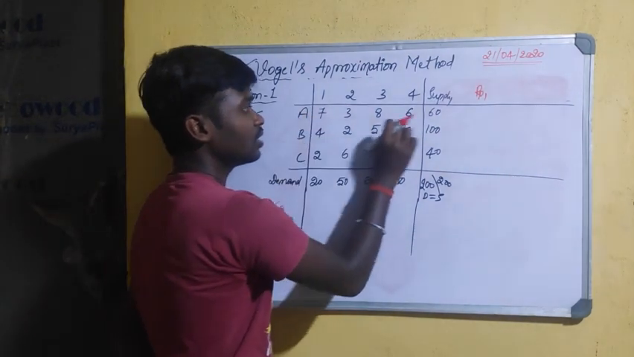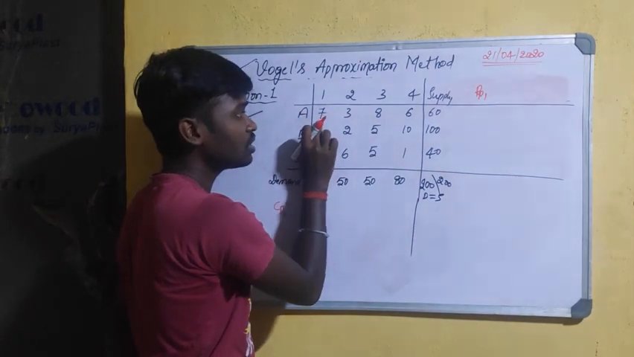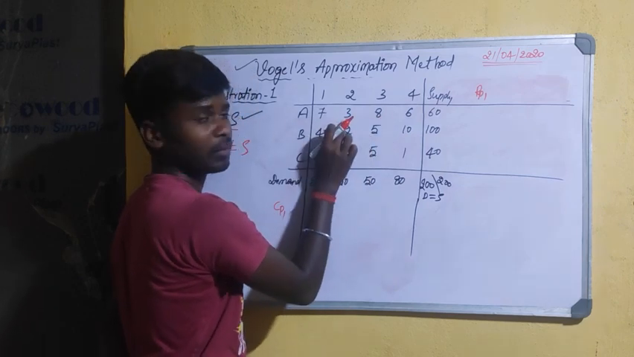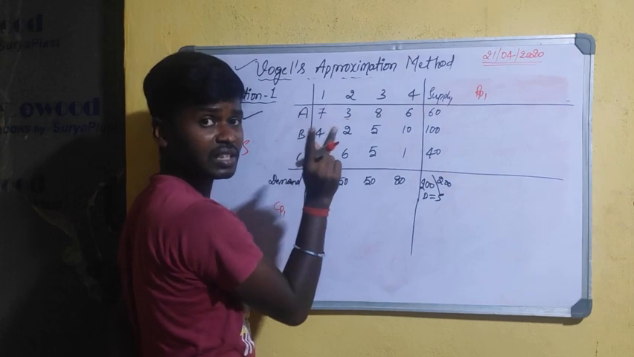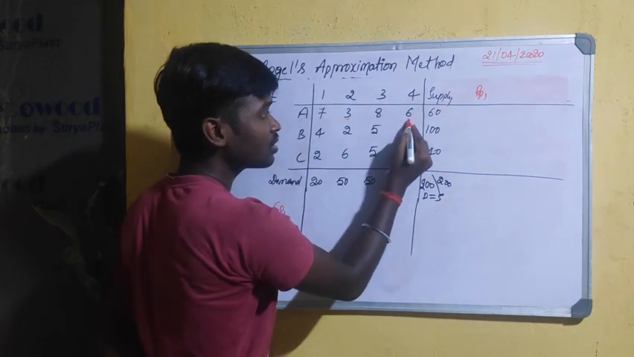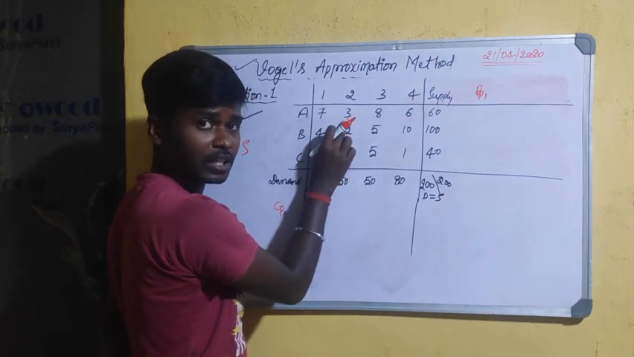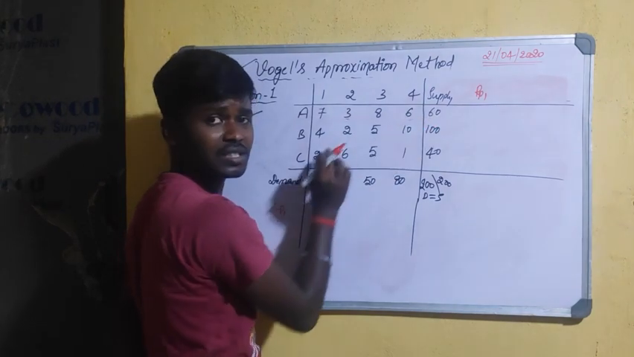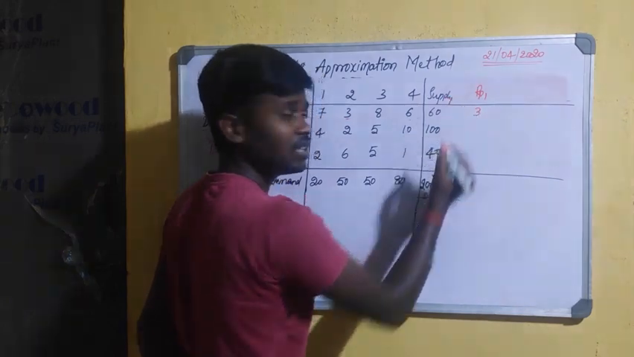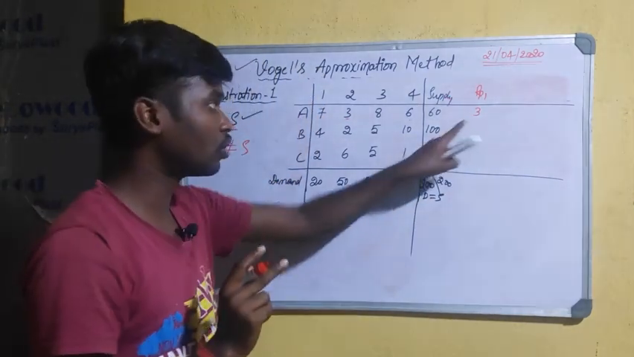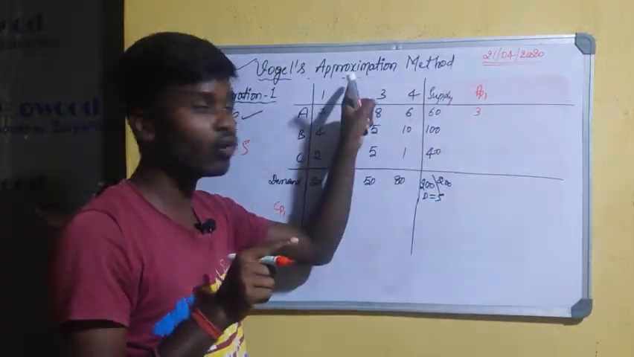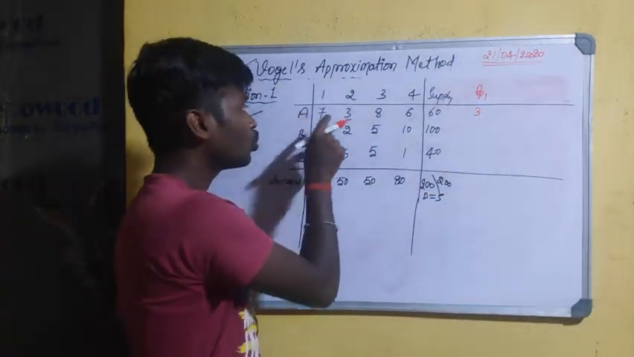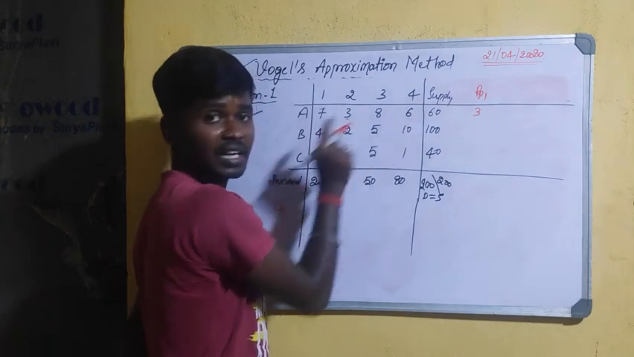This is the first row. Which is the least number in this row? 3 is the least number. Which is the second least number? The second least number is 6. So the first least is 3, the second least is 6. What is the difference between 3 and 6? Ultimately it is 3. That difference is what we call the penalty under Vogel's approximation method. So to calculate the penalty we have to see the first least and second least, that's it.